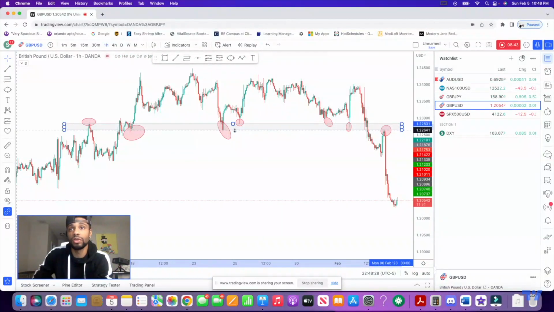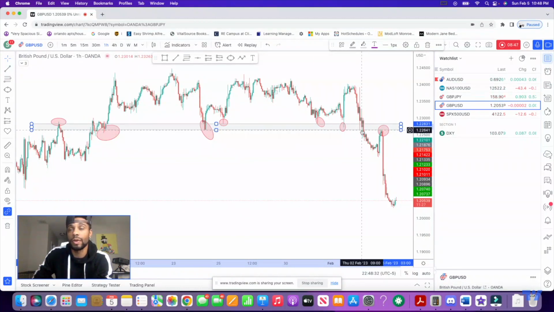Now, you can even make your zone smaller, actually. Like I said, I tend to go by how many times it has stopped. Price has either stopped wick wise or body wise, right?